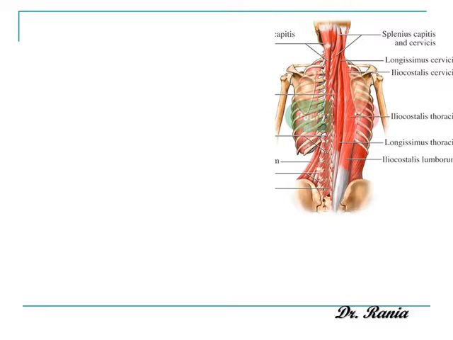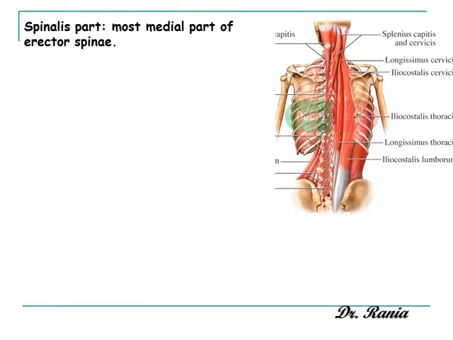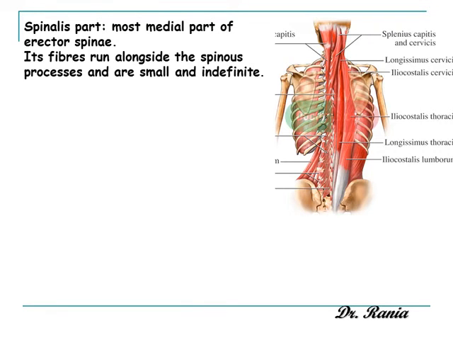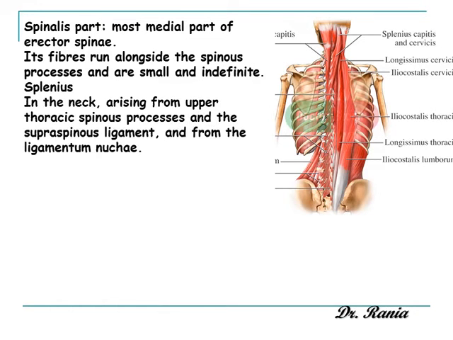Moving to the most medial part of the erector spinae muscle, it is called the spinalis muscle. Its fibers run along the spine, that's why it is called spinalis, and they are small and indefinite. This one is splenius. The splenius is the first one in the neck.